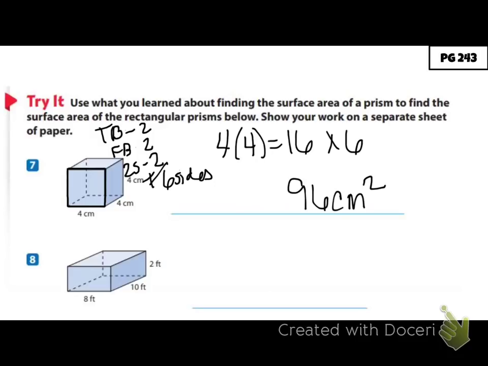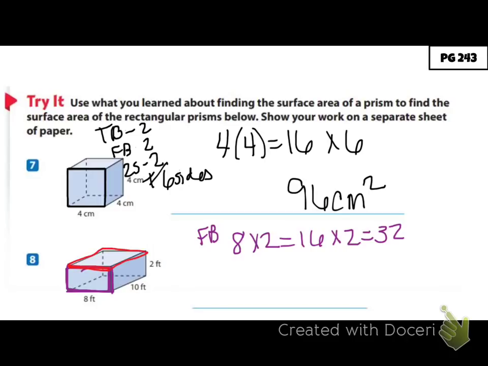Okay, so with cubes you don't have to break it down into each individual shape, unlike with number 8. With number 8, we have to look at each one of those shapes. So let's start with the front. So my front and back I have right here. So this is 8 by 2. So I'm going to label front and back. I'm going to do 8 times 2, which is 16, but I have 2 sides, so that's a total of 32.